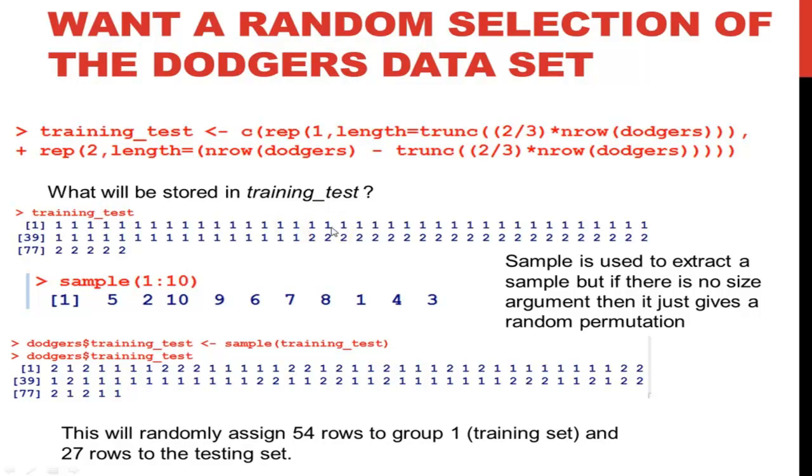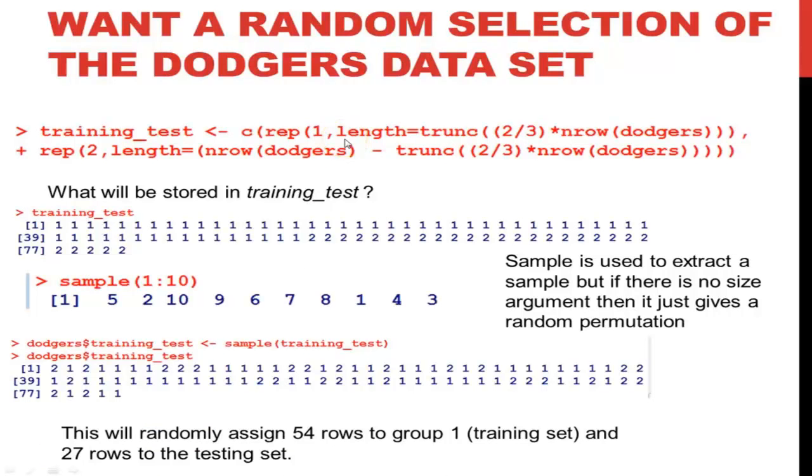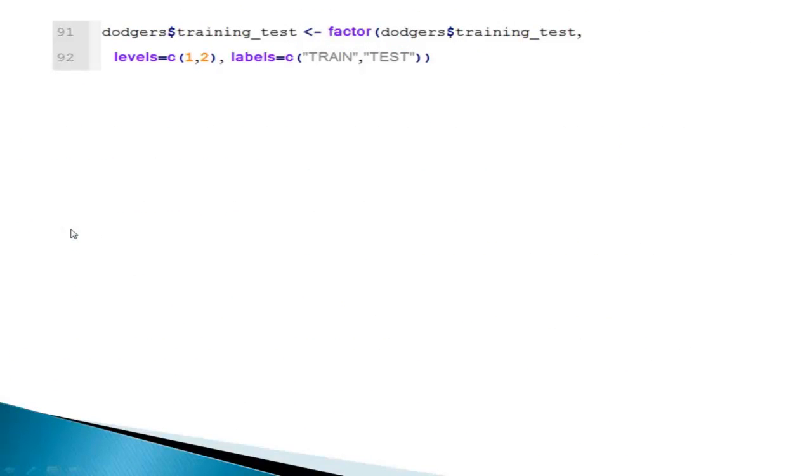Everyone agree? This will randomly assign 54 rows to group 1, training set, and 27 to the other. That's not true, it doesn't do that. Anyway, let's see what he does next. Okay, all right, anyway, everyone agree with this code here? I'm not sure. This doesn't really make sense, but this makes sense, right? Okay. Now, what does he do next?